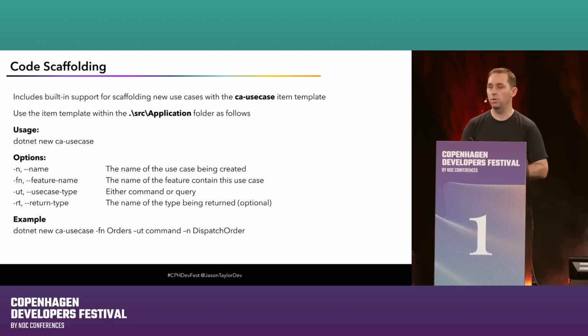As an example here, we've got .NET new CA use case, feature name of orders, use case type of command, and name of dispatch order. And that'll give us a nice skeleton that we can get started with and start adding our application logic to that skeleton.